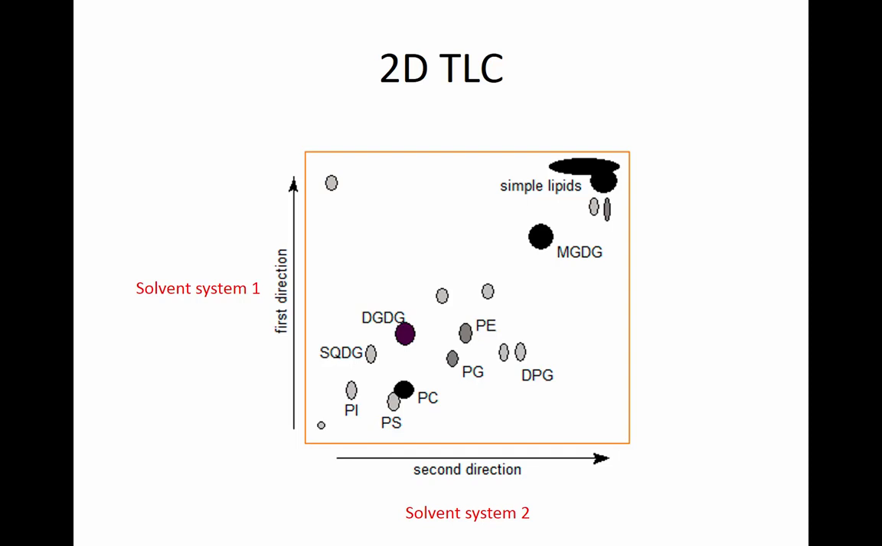Like with 2D gel electrophoresis that I mentioned, we can do 2D thin layer chromatography, where we separate based on one principle in one direction and then separate based on another principle in a second direction. And we can get good separation of a variety of different mixtures and a variety of different analytes.